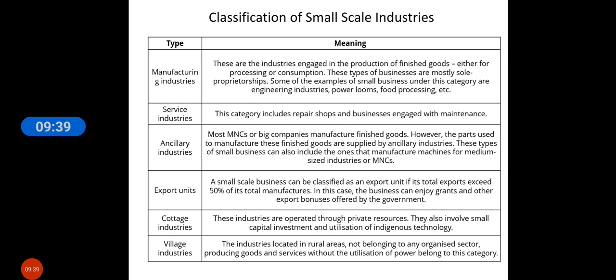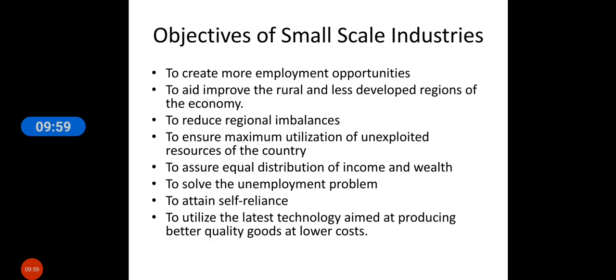The industries located in a rural area, not belonging to any organized sector, producing goods and services without utilizing power belong to this category. So without using power, if you are making anything, that comes under village industry. Clear, students? Now the objective of small scale industries.